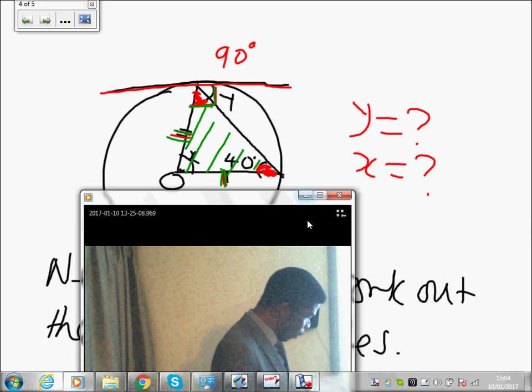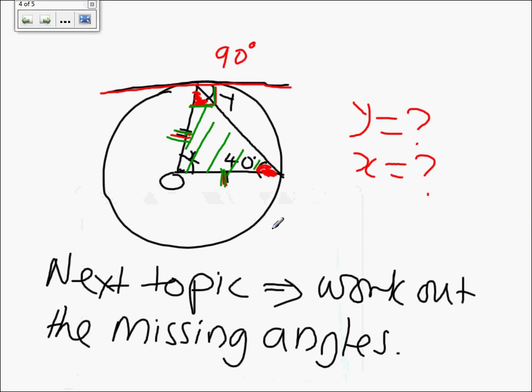Now with this, I would like us to explore the next topic, which is to work out the missing unknowns.